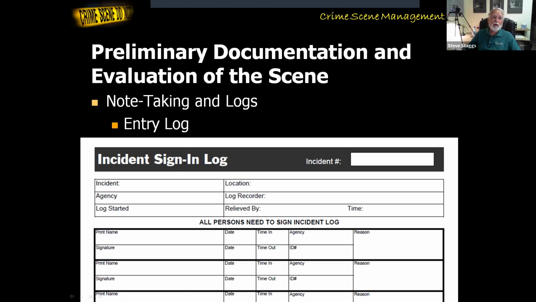The important thing here is you've got a log that you can go back to and say, these people were in here during these times. This is what they did and why they were there. It also keeps people out, because if they have no reason to be in there, they don't want to be in your report, but they will be because they're forced to sign the entry log.